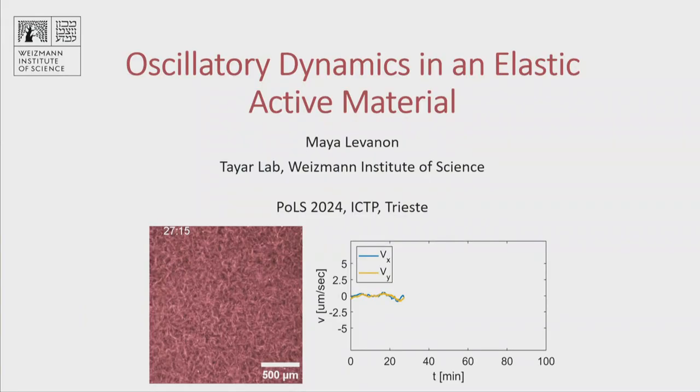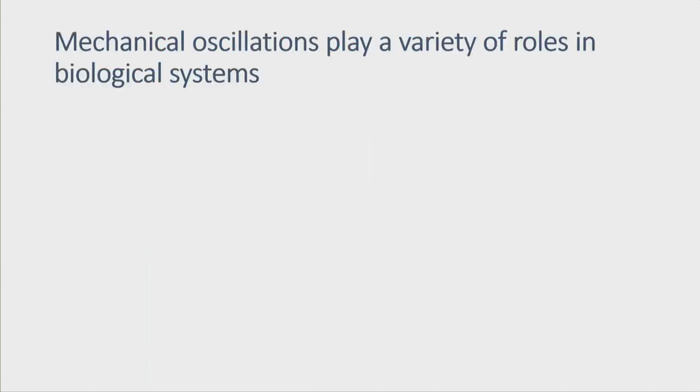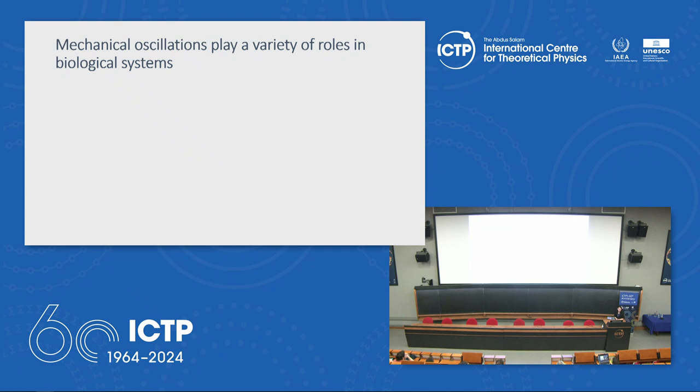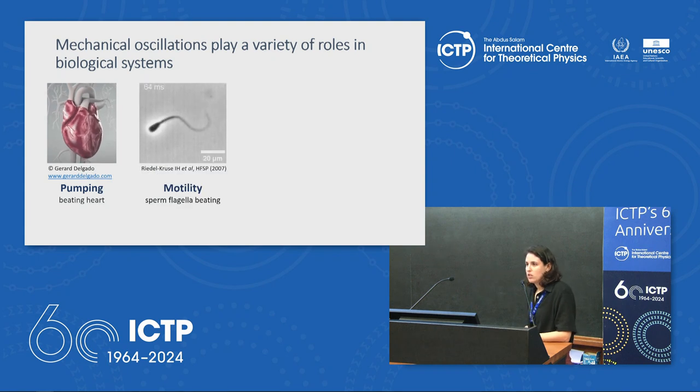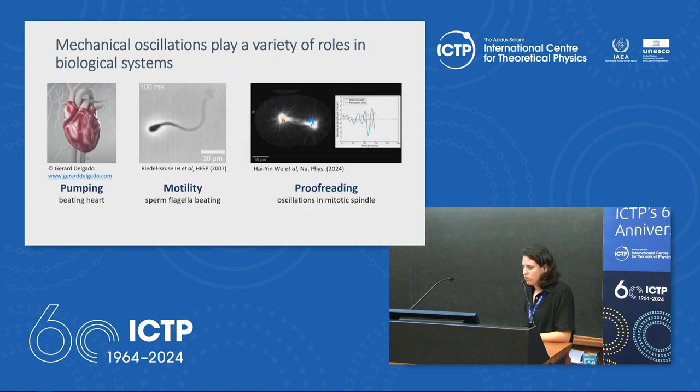Good morning, everyone. I'm excited to be here today to tell you about some of my work on oscillatory dynamics in an elastic active material. Mechanical oscillations play a variety of roles in biological systems. A few examples include, of course, the beating heart, which acts as a pump, the beating of the flagella of sperm cells, which provide cells with motility, and the oscillations in the mitotic spindle, which is a structure that forms during cell division. It's made of microtubules and molecular motors, and it acts to pull on both ends of the chromosomes in order to split them.